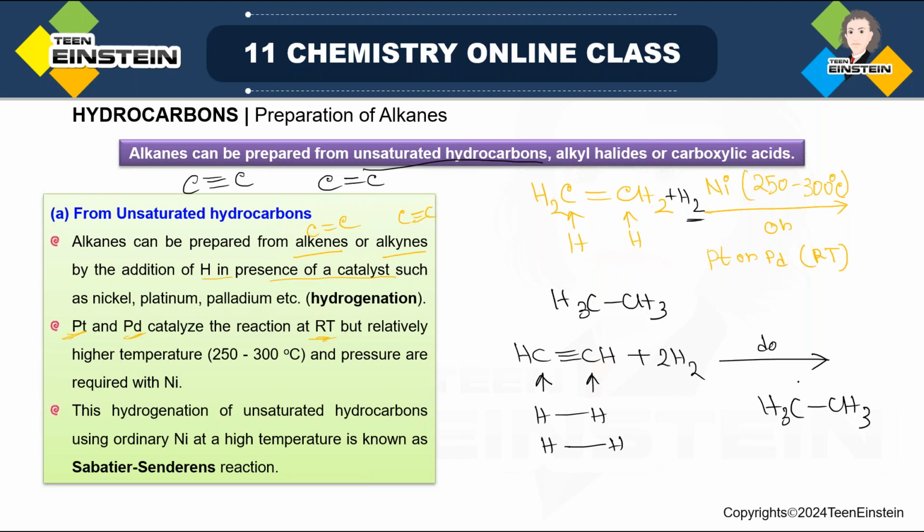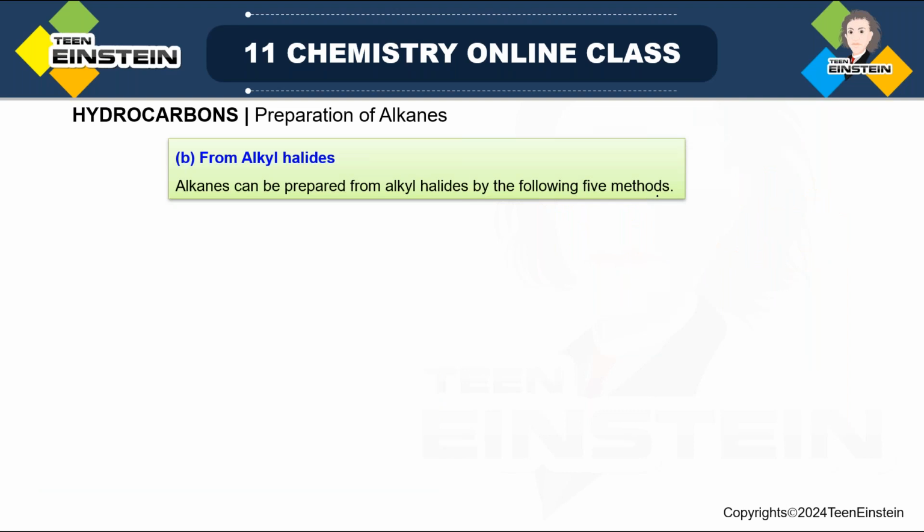So this is the method for preparation of alkane when the starting material is an unsaturated hydrocarbon, that is alkene or alkyne. This is A, this will be B, and this will be C. So probably we'll be able to finish alkyl halides today. So B is alkyl halide.